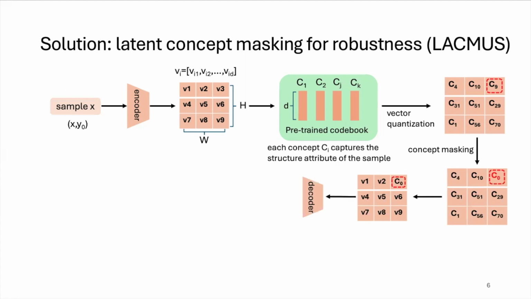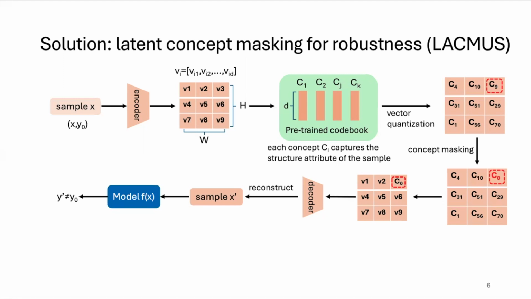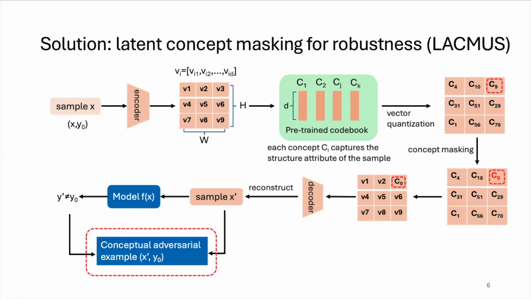The function of the decoder is to reconstruct the sample X prime, which has the same dimension as the sample X. We put the sample X prime into the model f_x, and we want to ensure that for the reconstructed sample X prime, the label predicted by the model is not equal to the original label Y0. If we can ensure that, then together the sample X prime and the label Y0 construct a new type of adversarial example called a conceptual adversarial example. Now we have conceptual adversarial examples.